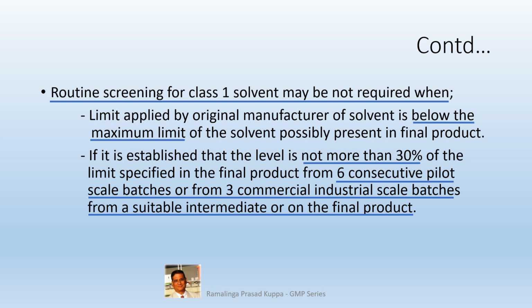If it is benzene, 30% of the limit of 2 ppm is about 0.6 ppm. If the value is less than 0.6 ppm, the screening in the final product can be skipped. The same reasoning is valid for all other class 1 solvents.